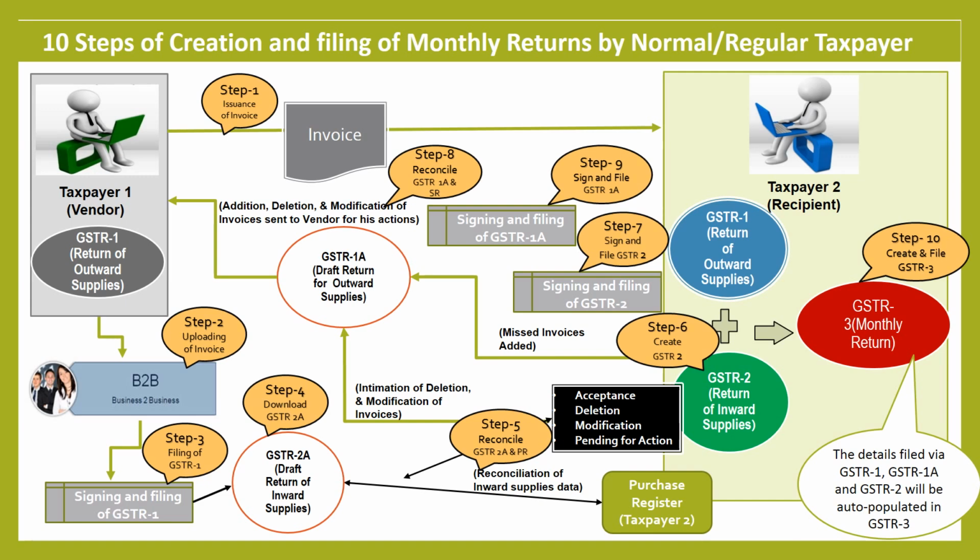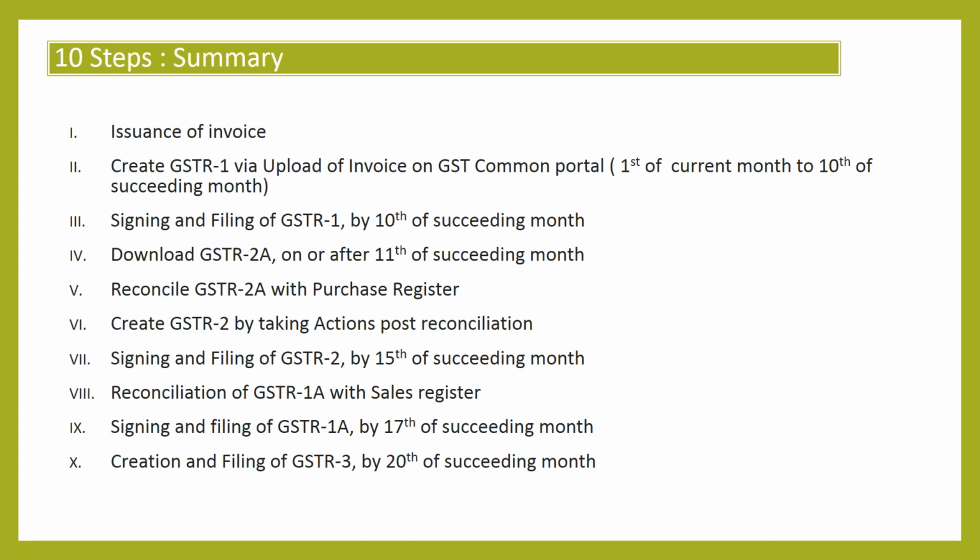So we have discussed. First step is issuance of invoice. Create GSTR 1 via upload of invoice on the GST Common Portal. The dates for this are 1st of the current month to the 10th of the succeeding month. Then signing and filing of GSTR 1 by the 10th of the succeeding month. Then download the GSTR 2A on the 11th. Reconcile GSTR 2A with the purchase register. Create GSTR 2 by taking actions post reconciliation. Signing and filing of GSTR 2 by the 15th of the succeeding month.